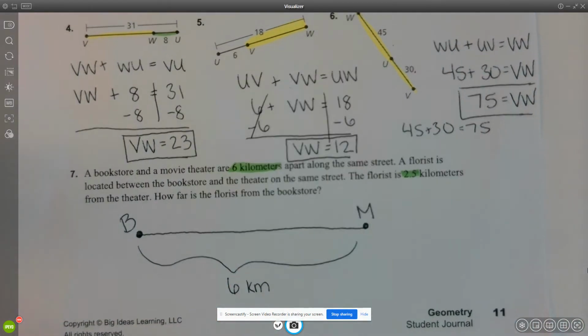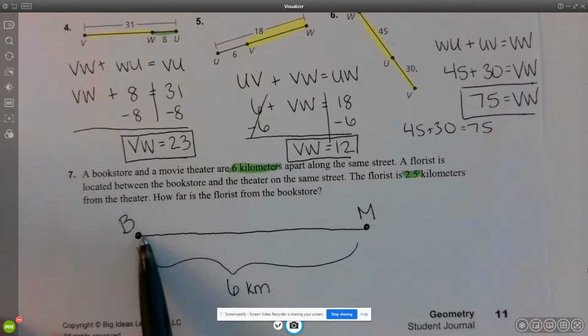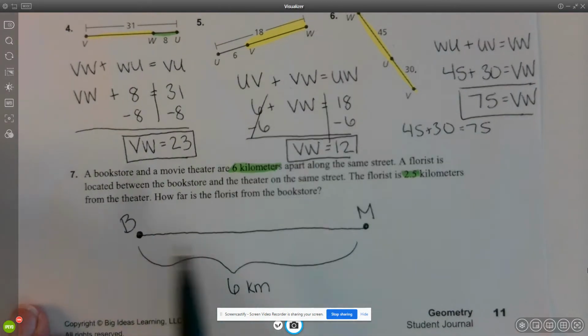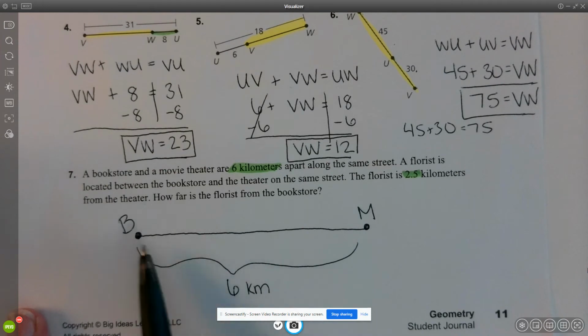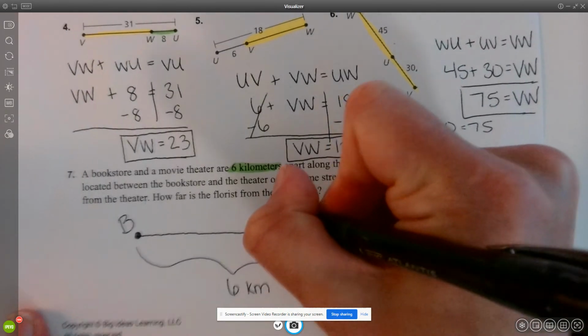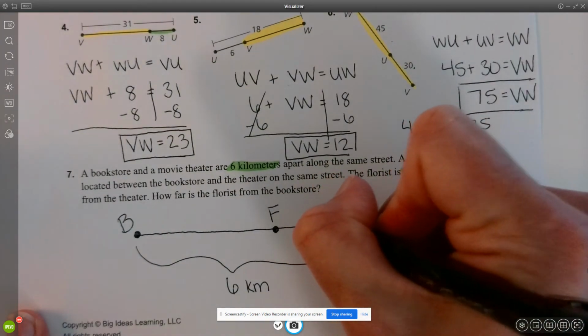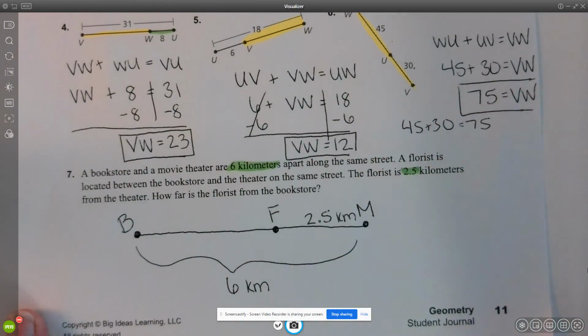A florist is located between the bookstore and the theater on the same street. So we're going to act like this is the street. So the florist will be a point in between point B and M, and it's 2.5 kilometers from the theater. So I'm just going to label the florist with an F. And I know that this distance is 2.5 kilometers.